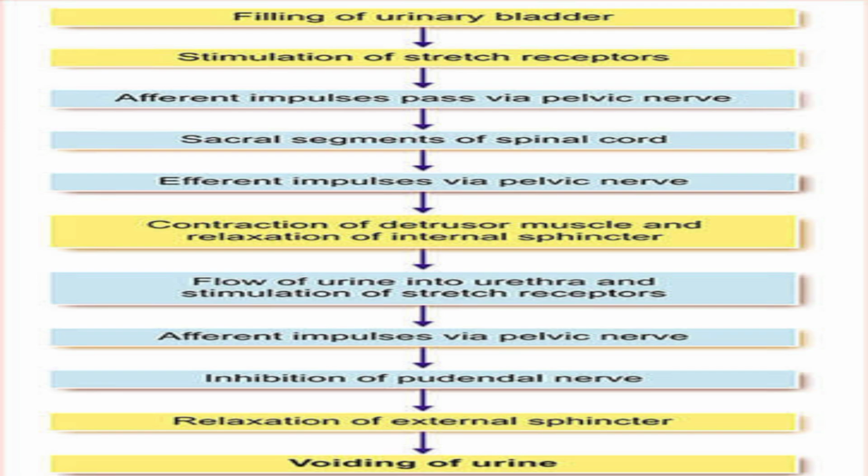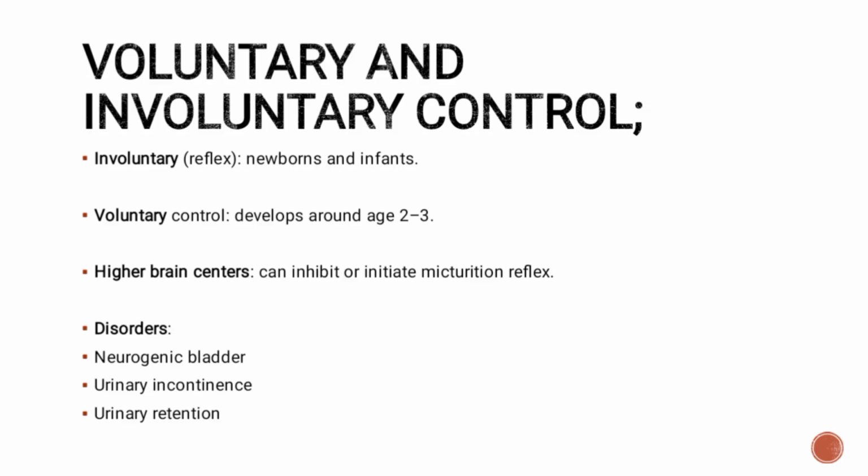Filling of the urinary bladder leads to stimulation of stretch receptors in the bladder, which send afferent impulses via the pelvic nerve. Then sacral segments of the spinal cord are involved. Efferent impulses travel via pelvic nerves, causing contraction of the detrusor muscle and relaxation of the internal sphincter, causing flow of urine into the urethra and stimulation of stretch receptors, which gives impulses via the pelvic nerve, leading to inhibition of the pudendal nerve, which causes the relaxation of the external sphincter and ultimately leads to the voiding of urine.